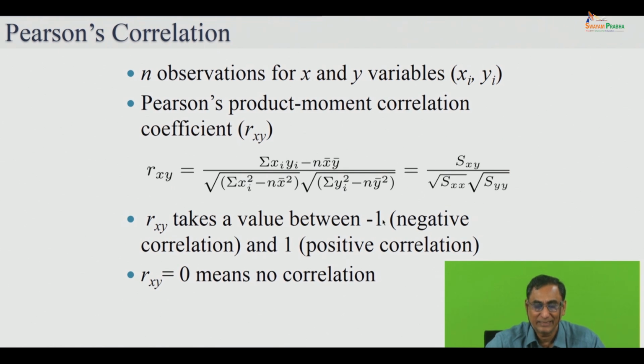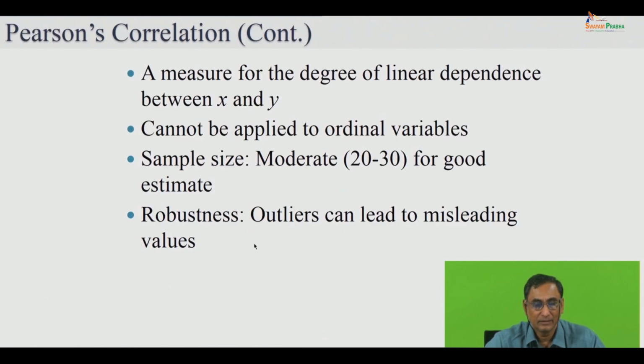If it takes a value of minus 1, we say that the two variables are negatively correlated. If rxy takes a value close to 1, we say they are positively correlated. On the other hand, if rxy takes a value close to 0, it indicates that x and y have no correlation between them. Now, how we can use this, we will see.